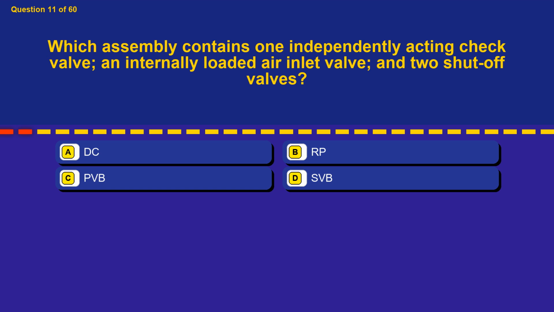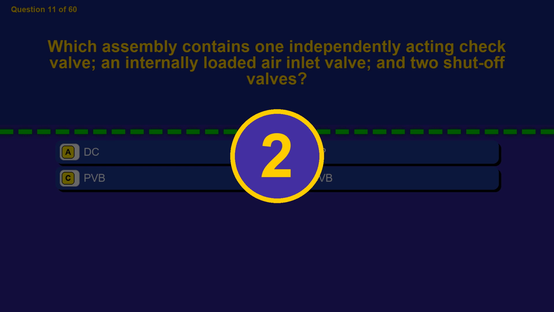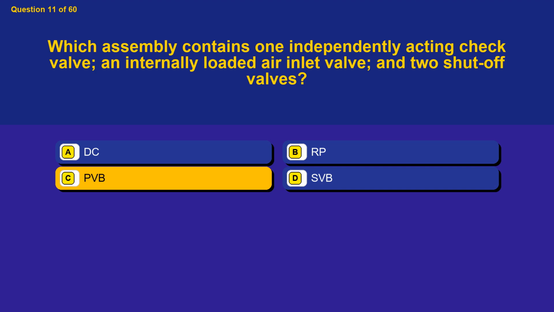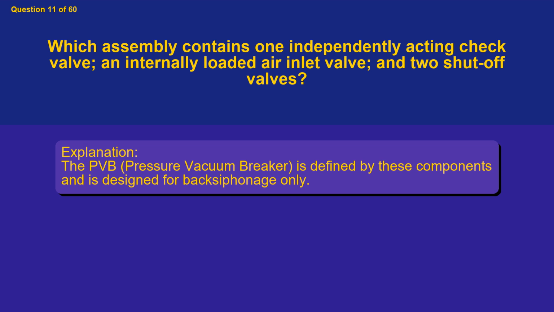Question 11. Which assembly contains one independently acting check valve, an internally loaded air inlet valve, and two shutoff valves? Option A, DC. Option B, FRP. Option C, PVB. Option D, SVB. The correct answer is option C, PVB. The PVB, pressure vacuum breaker, is defined by these components and is designed for back-siphonage only.